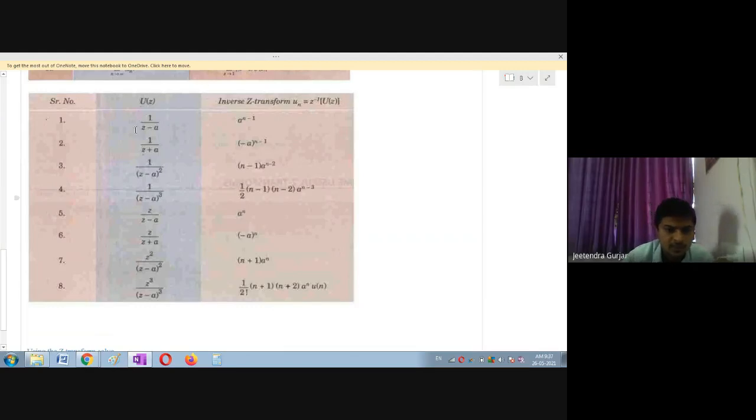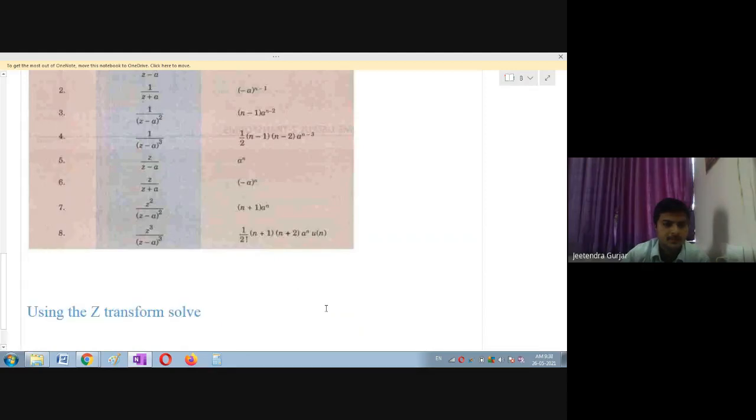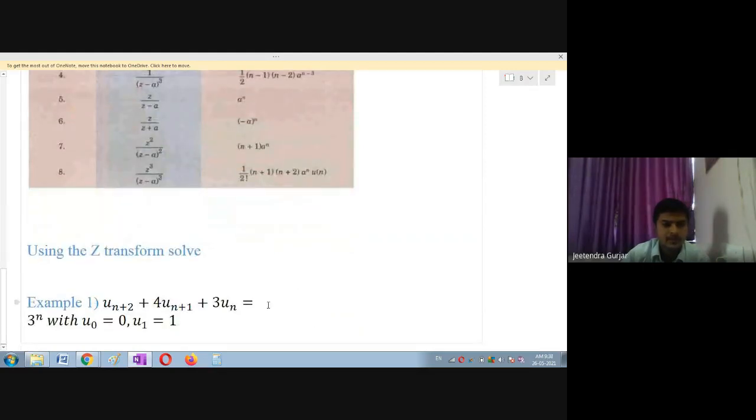Keeping these formulas in your mind, we are going to solve the first example using Z transform. Yes, students, you have to solve this problem. So use Z transform.